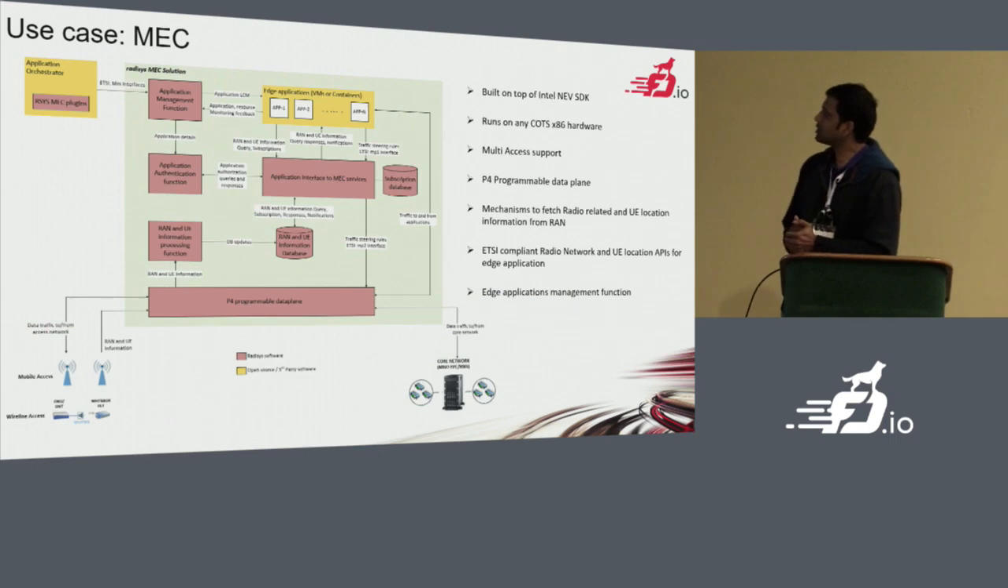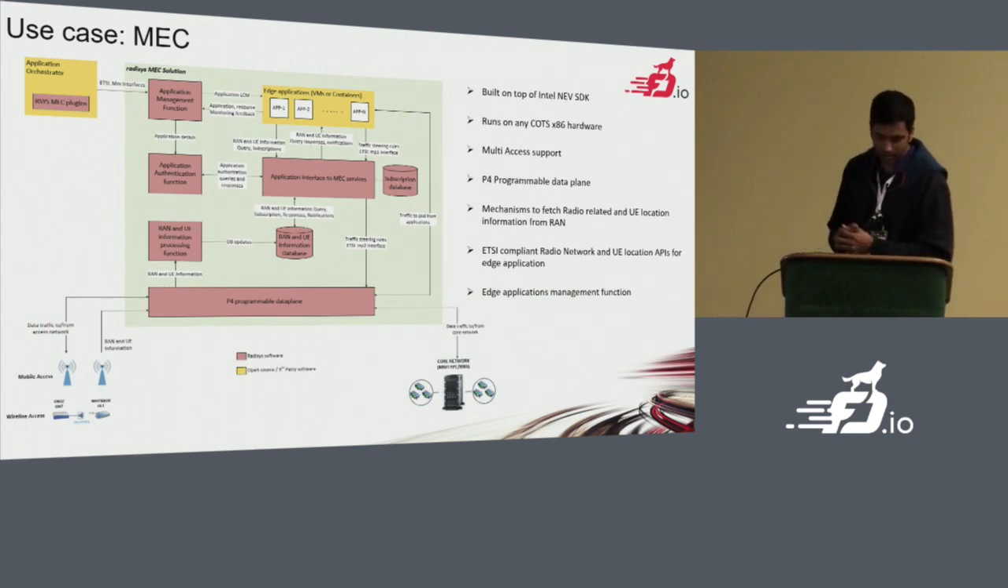So the next use case that is highlighted is the MEC use case, the edge computing use case. Basically, we have put a node, which is a bump in the wire between an eNode B and the core network, and it can receive GTP tunnel packets, open up the tunnel, and offload packets to applications which are hosted on the edge.